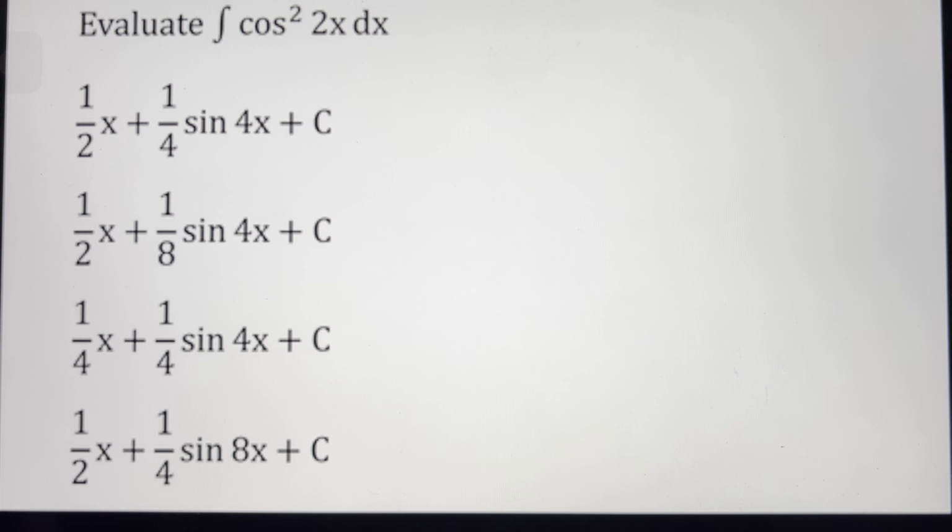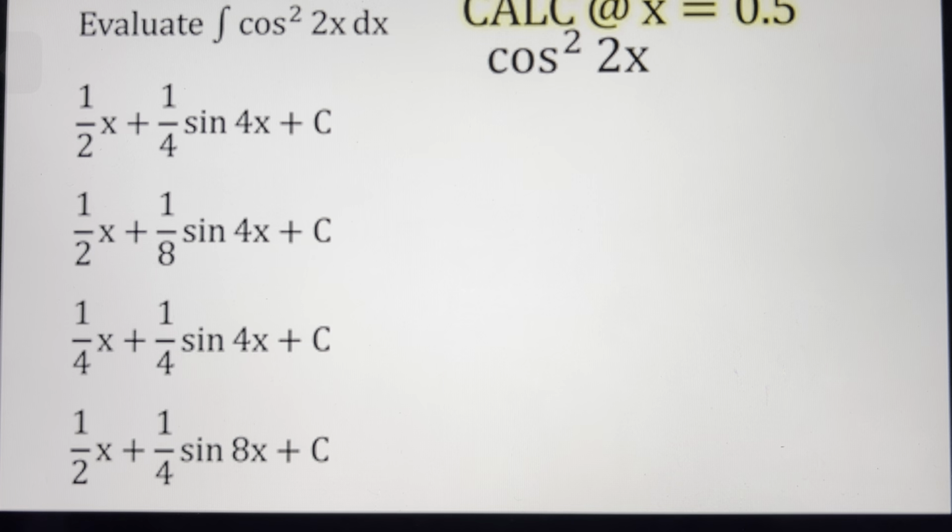Evaluate the integral of cosine squared of 2x dx. So let's use our calculator technique for this one. Let's remove the integral sign, so get the function inside, cosine squared 2x, and then reset any value of x. Since we are dealing with a trigonometric function, let's put our calculator in radian mode. Let's say we choose x as 0.5. What is the value of the function?